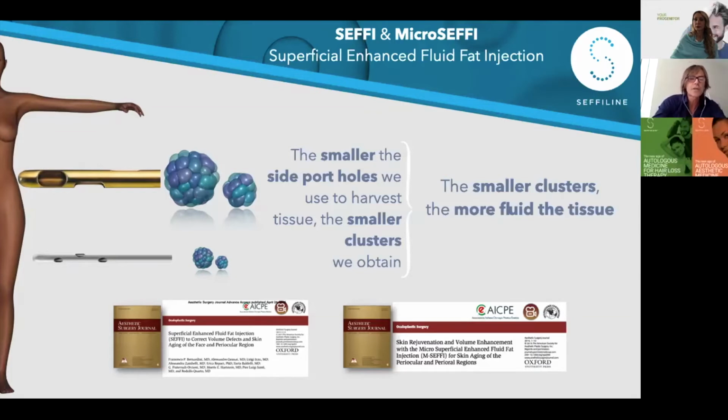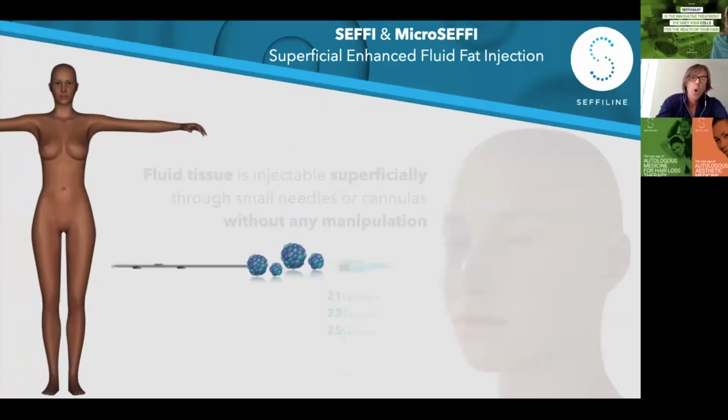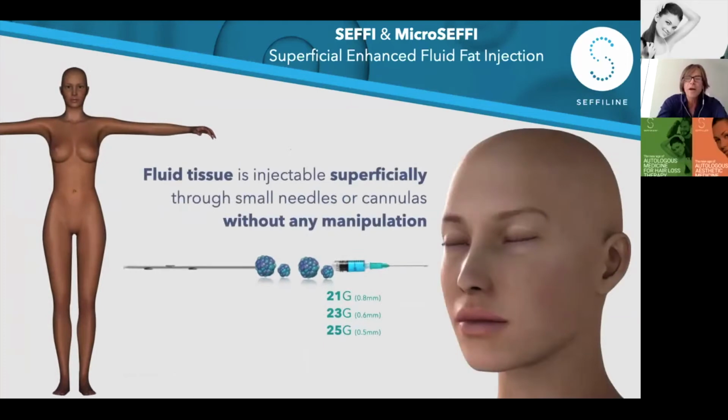This big cluster needs manipulation to be fluidified and to reduce the dimension of the cluster. But if you use the special cannula of SEFFI and microSEFFI, a super thin cannula with a super small side porthole, you select very small clusters. This determines that you have a tissue that is fluid with a small cluster. When you harvest the tissue with the SEFFI and microSEFFI cannula, the tissue is already fluid enough and you don't need any kind of manipulation to inject this tissue through needles and microcannulas.